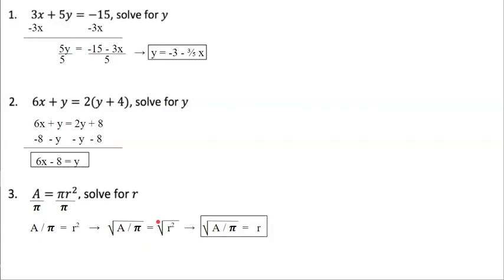And as a result, that'll give us the square root of the area divided by pi is equal to the radius. And again, that solves for r.